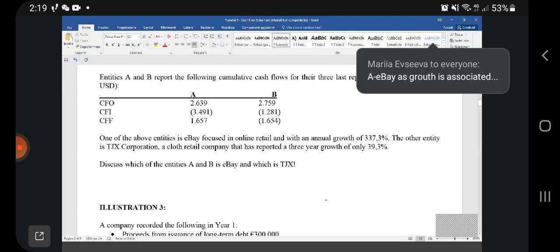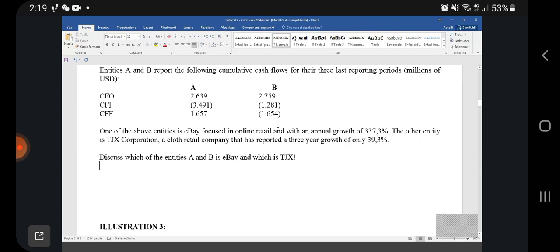Okay, we have some answers in the chat. So eBay is company A because it is growing a lot. Mhm. And I agree with that. Now, if you have any other idea before I continue? Okay. How can we make a generalization of the situation out of this, not just for these 2 companies, but to explain and to learn something new.